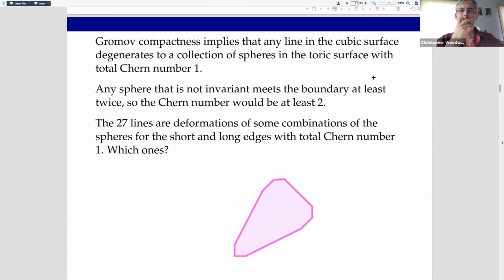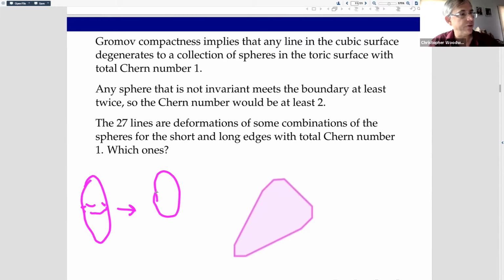And so Gromov compactness means that any of these 27 lines in the cubic surface is going to degenerate to a collection of holomorphic spheres in the toric surface. So the picture is, if I have my line, which is a holomorphic sphere in X, then it might degenerate to something like this.